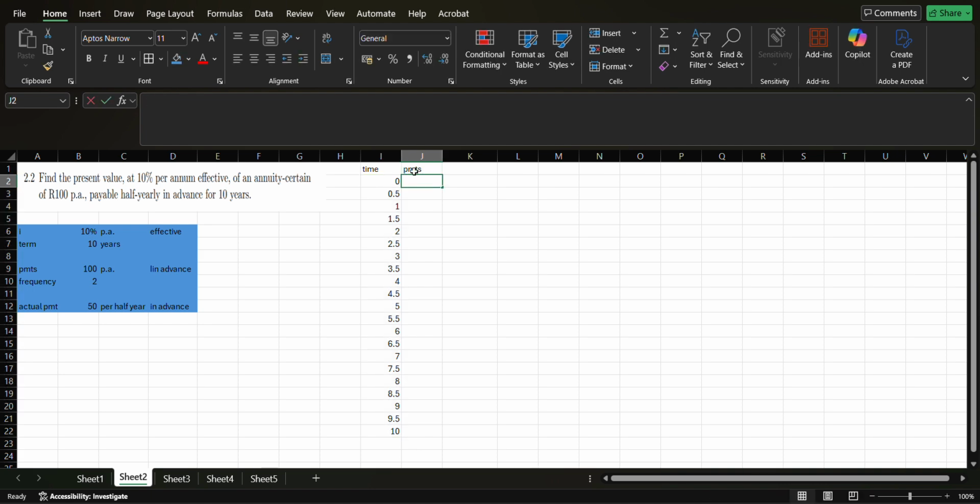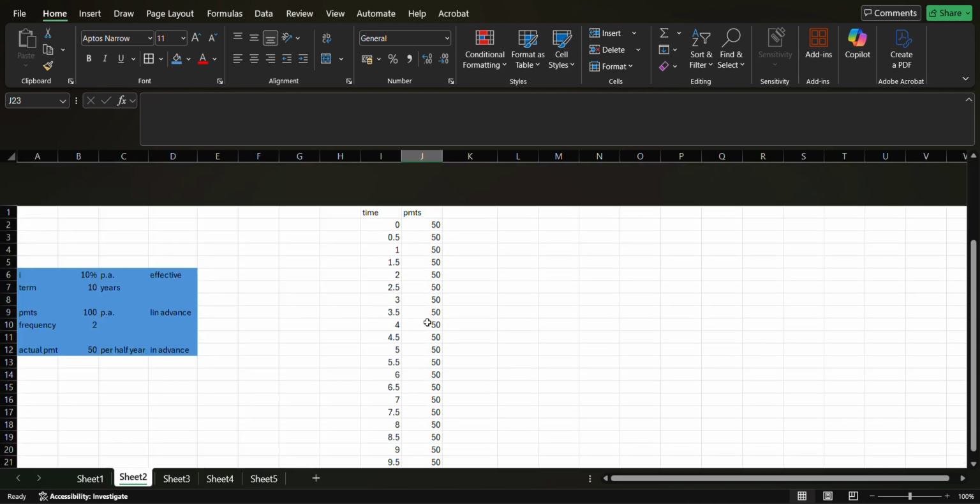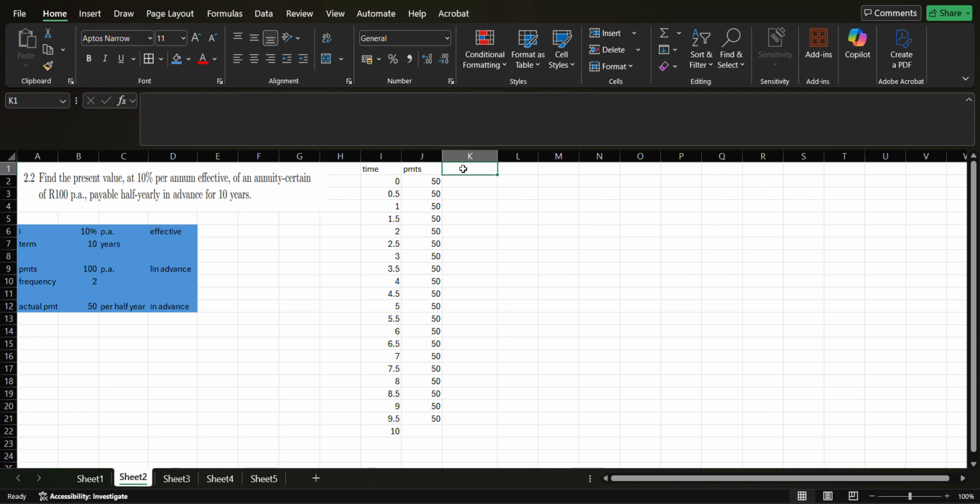And we still have our payment structures here. It's in advance, so the first payment will start at time 0. I'm not going to reference a cell here. I'm just going to write 50, and Excel is going to hopefully be smart and catch my drift and just put down the 50s, which it did. And then here, now, since this is a future value annuity, instead of discounting, we're going to be accumulating. So we won't have discounting factors, we'll have accumulating factors.